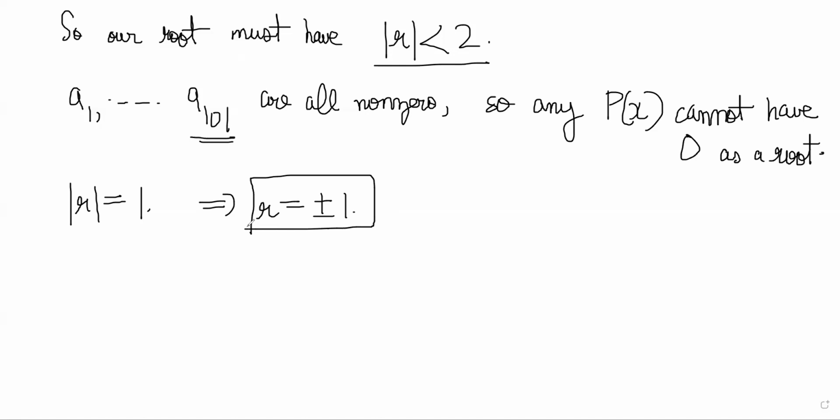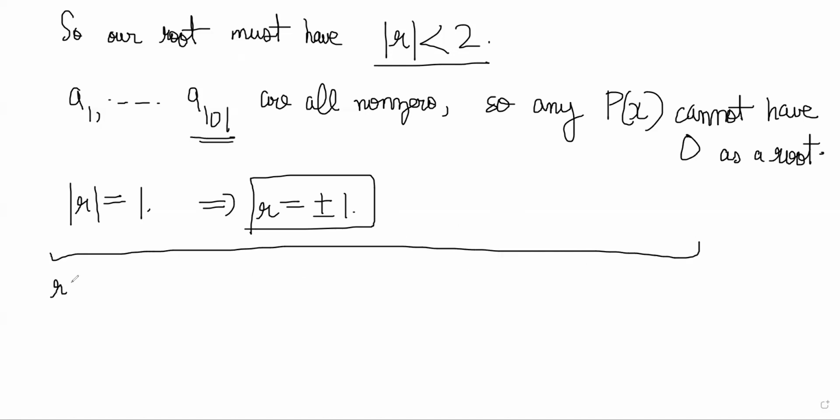Correct. So what we have concluded by the contradiction is that mod r must be less than 2. And since it's an integer root and 0 cannot be a root, the only options now left for us are minus 1 and 1, right? So if we can somehow show that r equal to minus 1 does not work, then we will be left with r equal to 1, right?